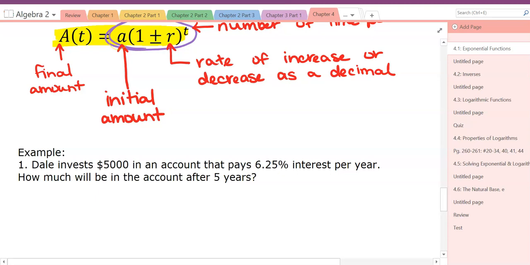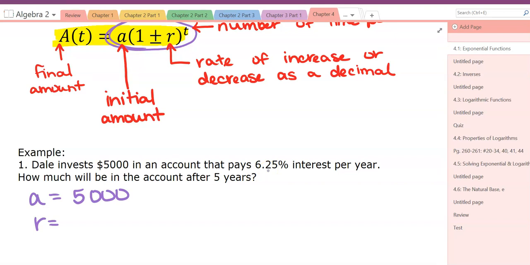So A is the initial amount, little a. So if it helps you, I would maybe write this out. Like little a is going to be that $5,000. What is the 6.25% going to be? R. Okay, now we need to write this as a decimal. How do I change percents to decimals? Not times. Divide by 100. Okay, so you're going to take 6.25 and divide by 100.